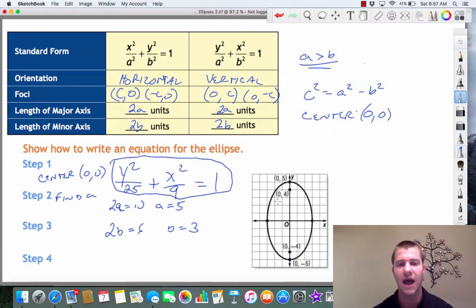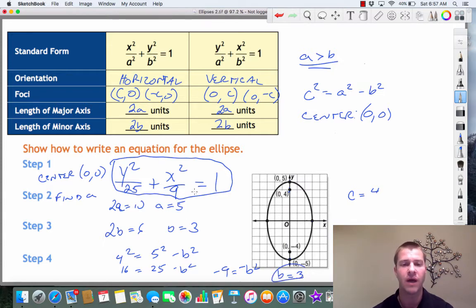Now, you're always going to have one of those points. You may not have both of them. If you don't have both of them, then you will be given the focus, and that distance is 4, and that c is 4 because that's the distance from the center to the focus. So you could use this formula. 4 squared is equal to 5 squared minus b squared. And when I do that, 16 is equal to 25 minus b squared. Subtract 25. I get negative 9 is equal to negative b squared. Divided by negative 1, 9 is equal to b squared, so b is equal to 3, and I can do it that way as well.